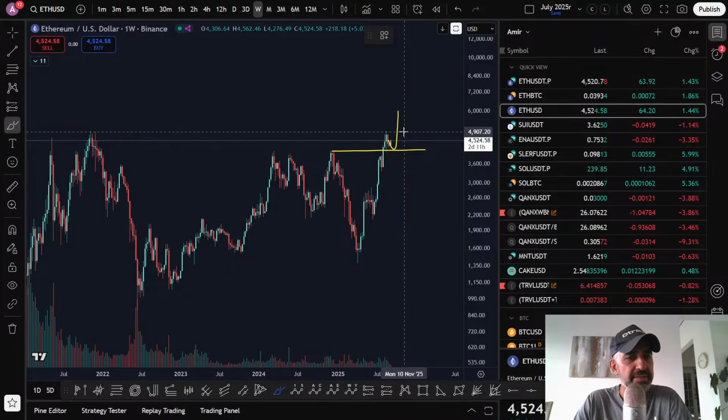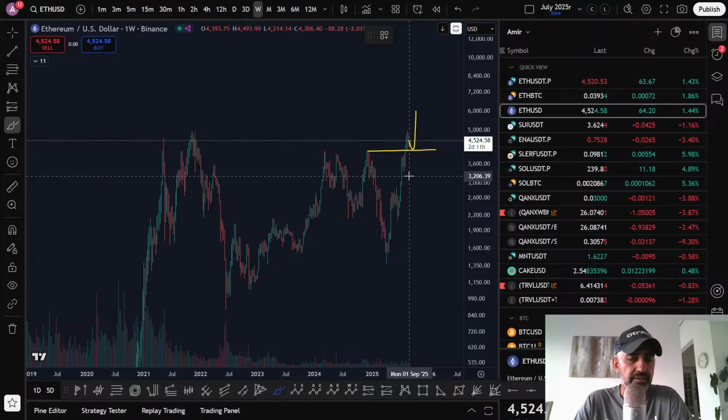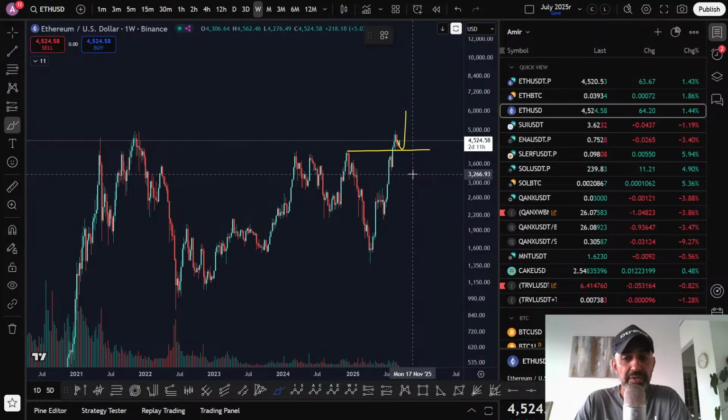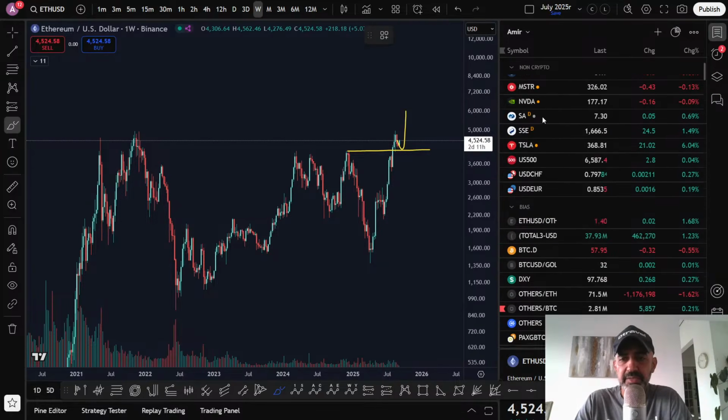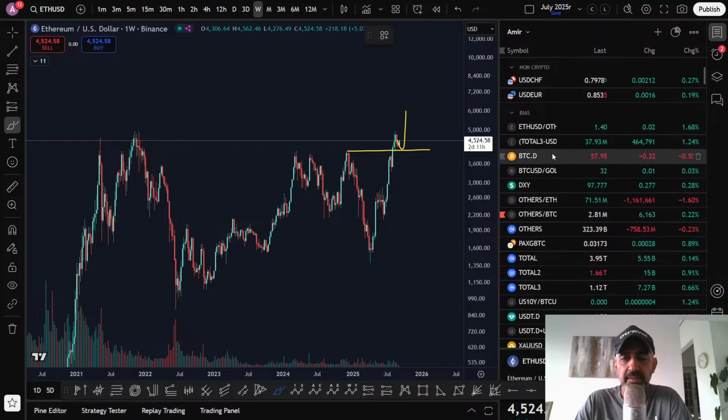ETH is not in price discovery now. ETH has just had a mini rejection from the all-time high, and that is probably the reason why a lot of altcoins are still not going parabolic. All right, so I would say that's Bitcoin. That's kind of a little alt season update.